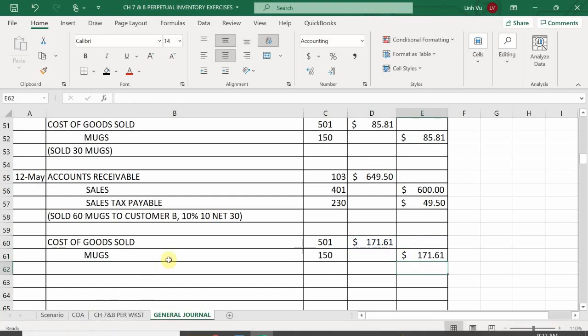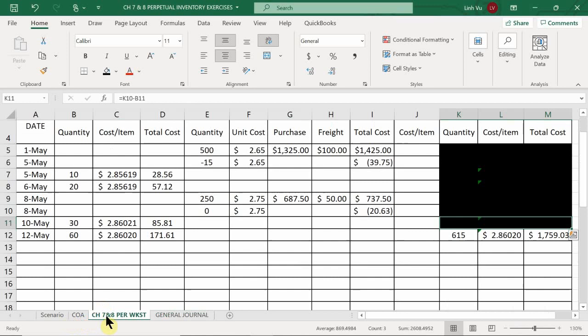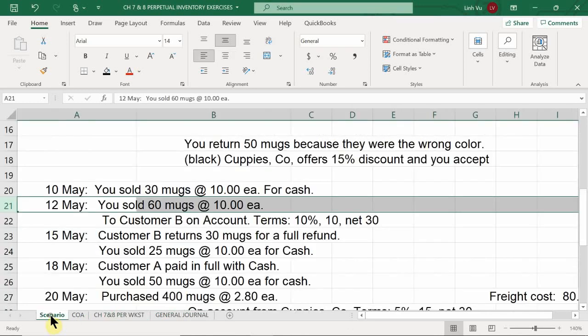Okay. And my note here is going to be sold 60 mugs to customer B. Okay. So let's see. 171.61 to customer B.